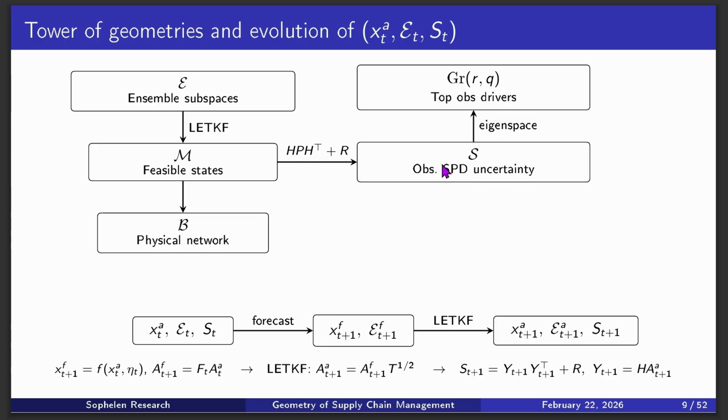Basically, instead of looking at the entire matrix, we compress it down by looking at only the top drivers of your supply chain network. Each of those is a single point in something called the Grassmannian manifold. The size of each of those points tells you how uncertain things are, and the angle from day one to day two tells you whether the drivers of your supply chain change or not.